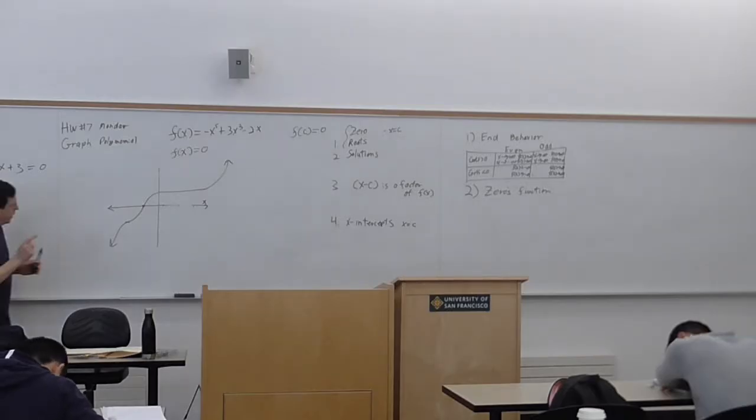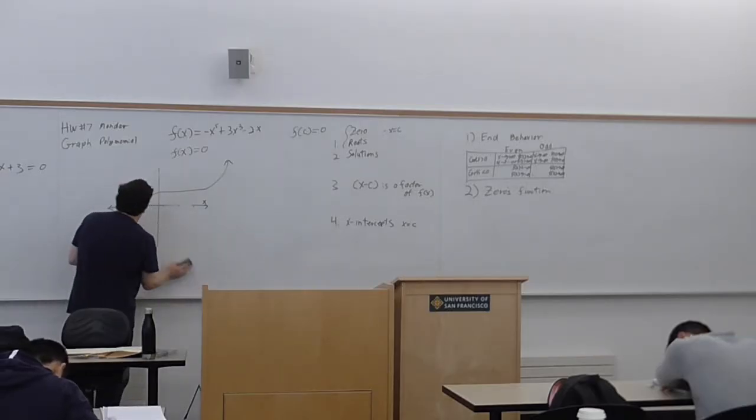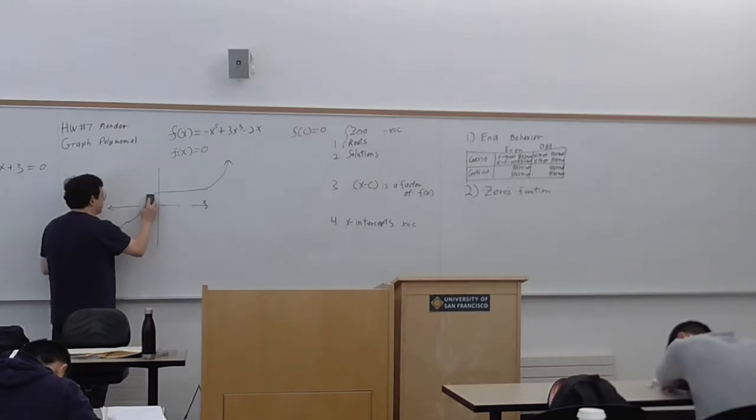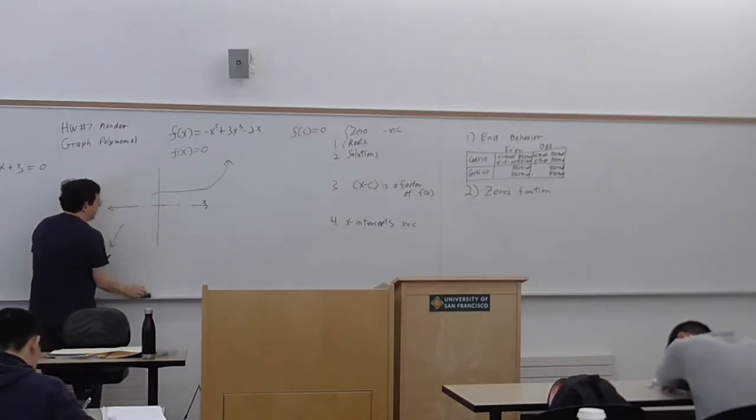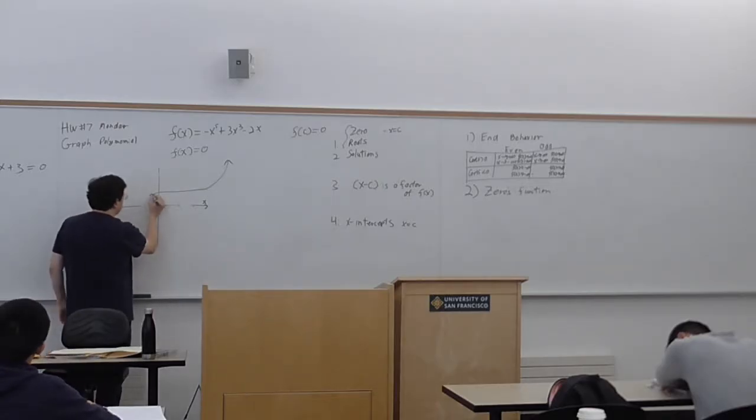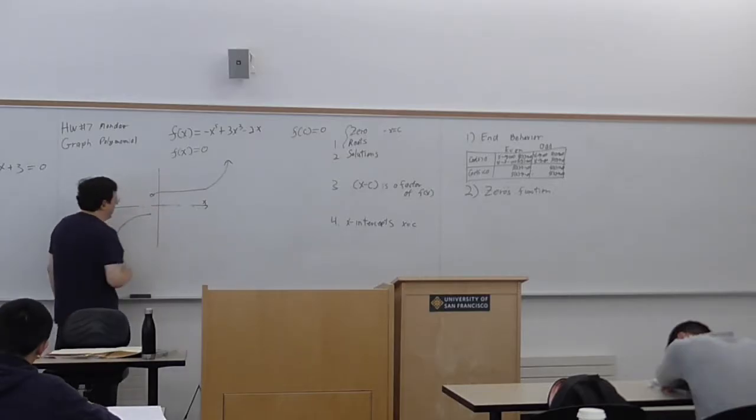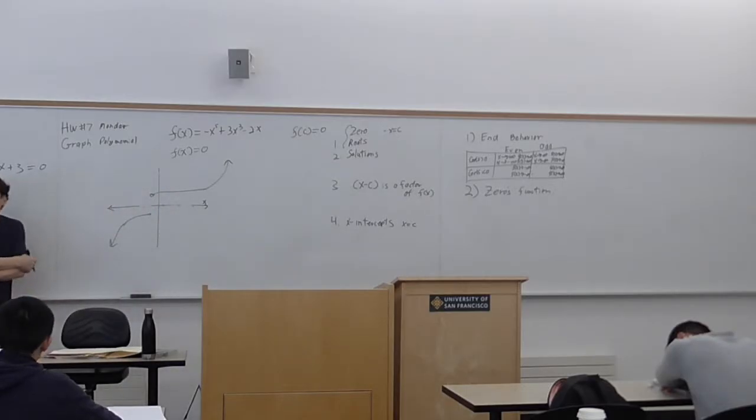I said that, but I left something out. How do I know that my function doesn't, kind of like a piecewise function, just jump over the x-axis? Any thoughts on that? We don't really know why yet, but does anyone have any intuition?